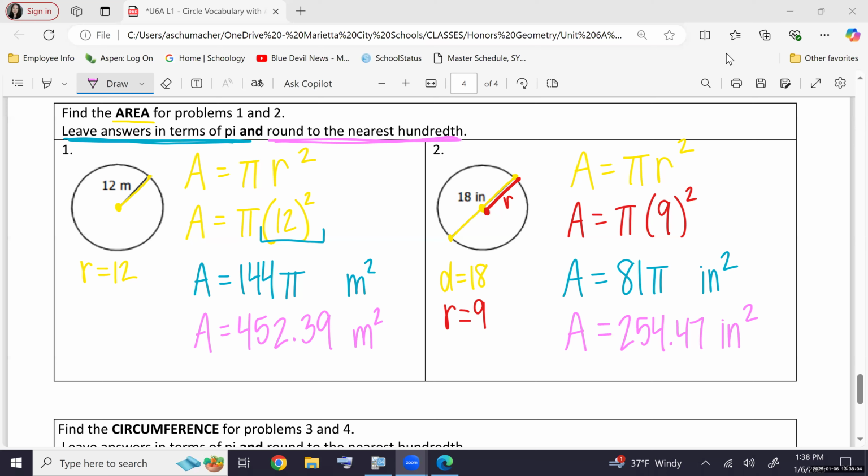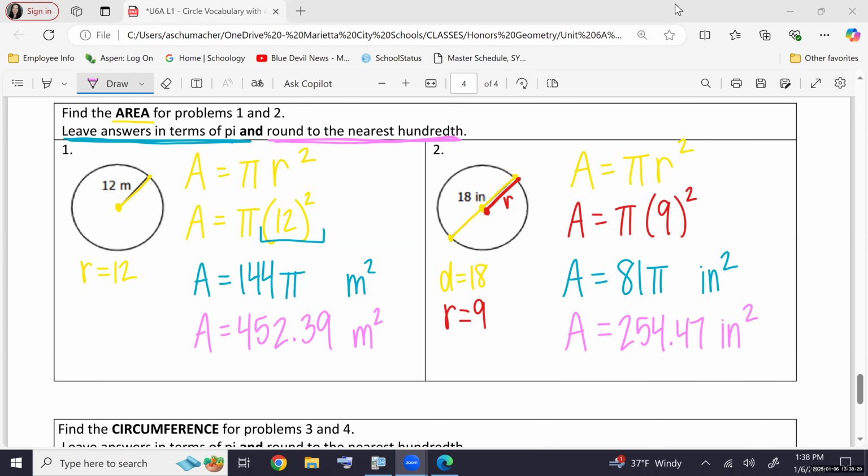All right, so if you pause, you should now see the areas. Our exact answer, or in terms of pi, should have been 81 pi, because we should have done 9 squared. 9 squared is 81. So 81 pi inches squared. Then plugging that into the calculator, 81 times pi, we should have gotten 254.47 inches squared. If you have any questions, let me know.